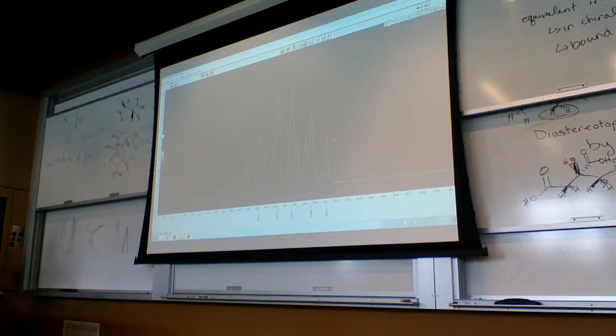Coupling constant. Okay, so we need to find some J values. In order to do this, I have to have it pick the peaks. Let's see if I can do that. Alright, let's add some peaks in.